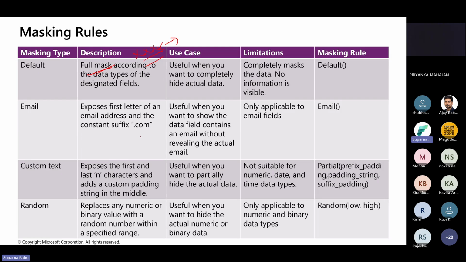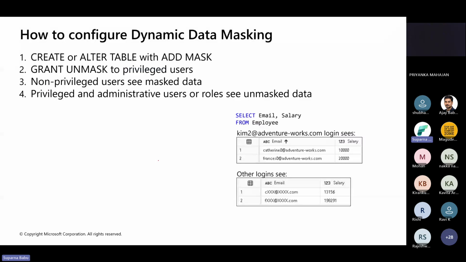Next, email. For email, let's say abc.kumar@gmail.com. You can just mask this. Then there is custom text, where you can specify how many characters you want to mask. And random, where with the help of some random queries you can randomly mask alternate words or mask after 2 words. Fine.